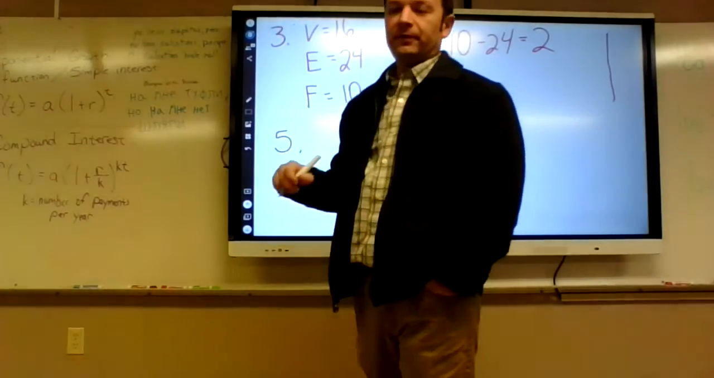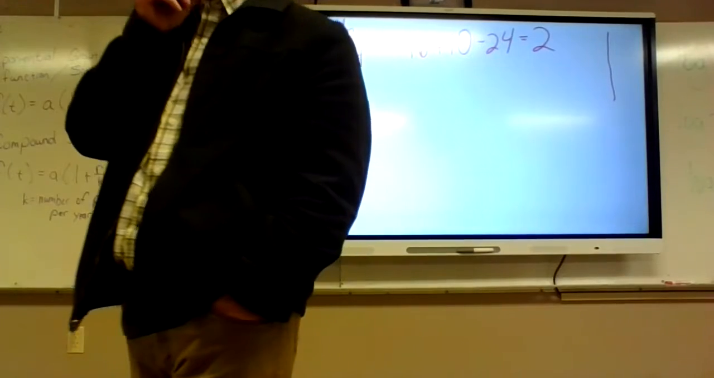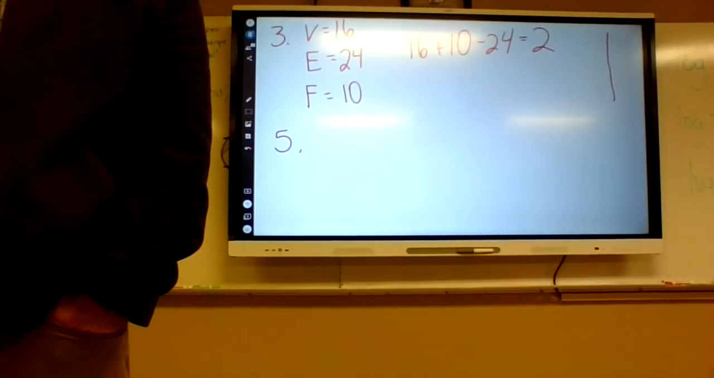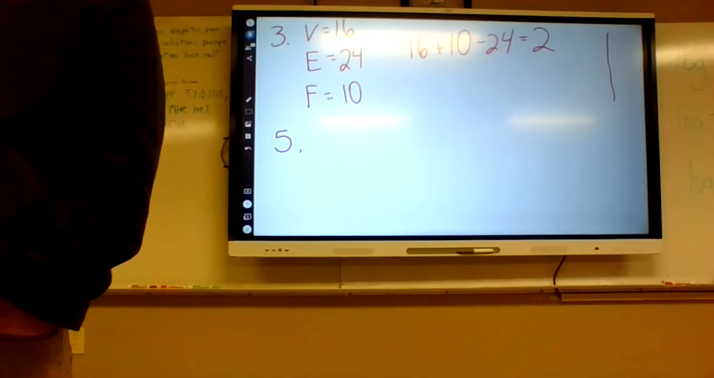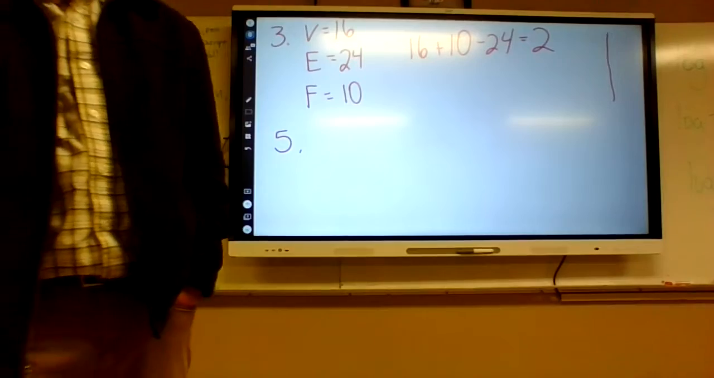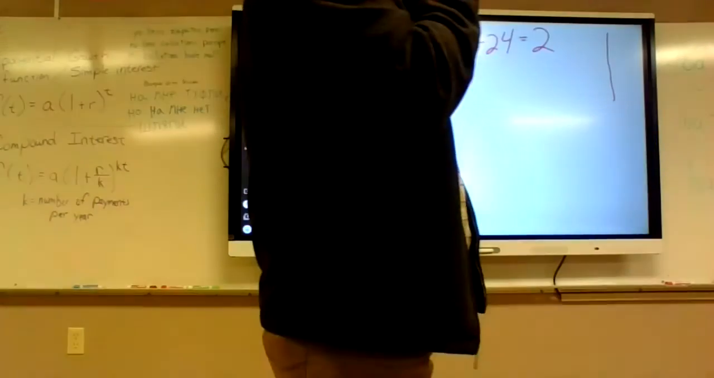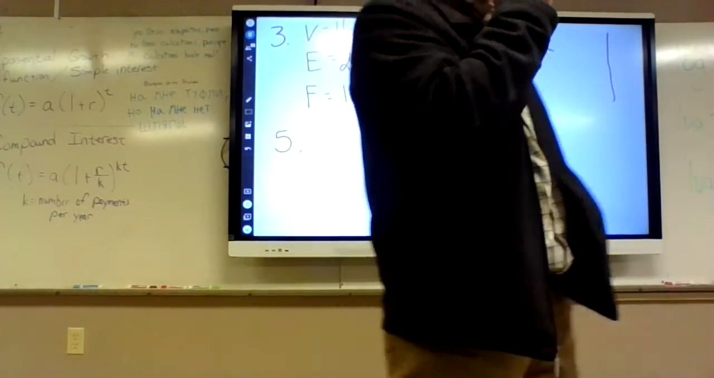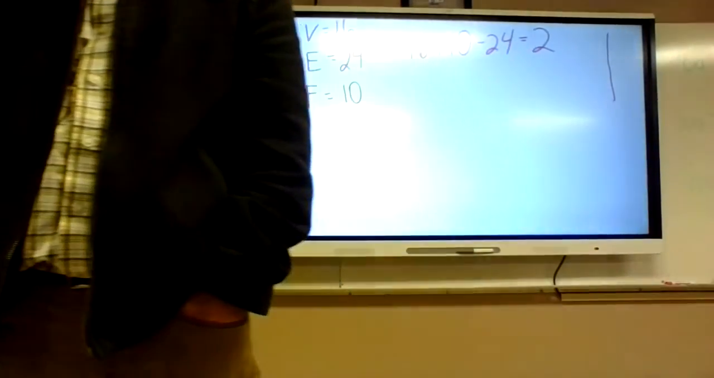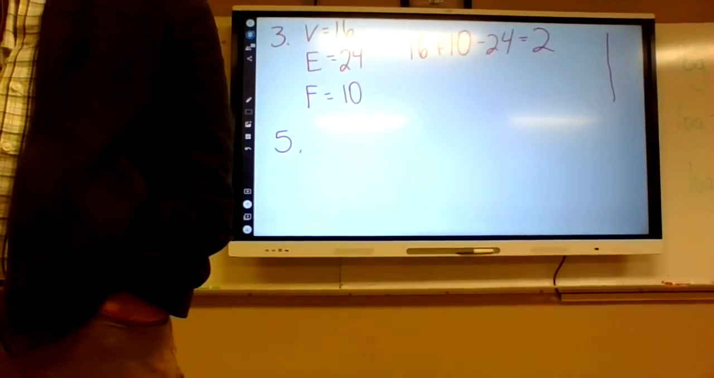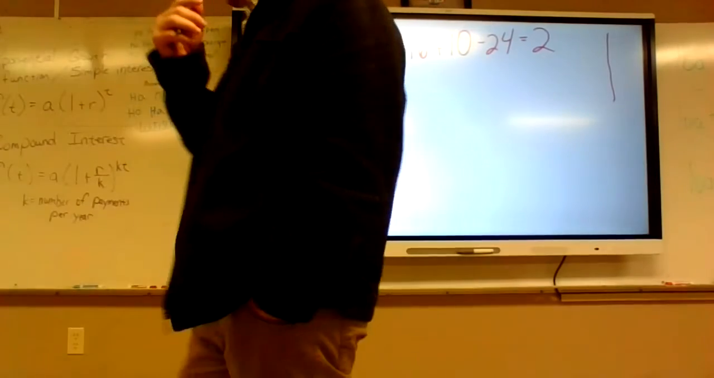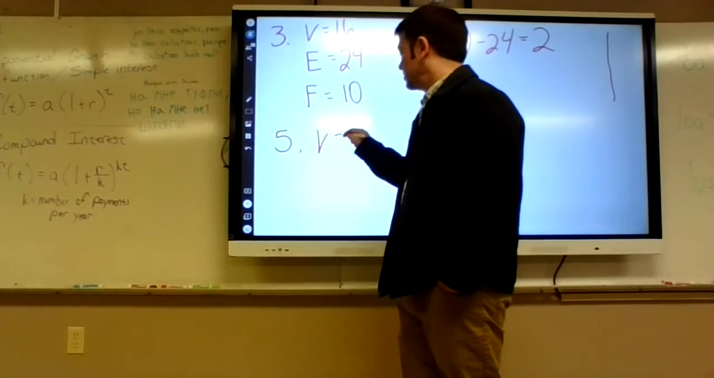Number 5. Okay, vertices, corner points. Have you guys counted the bottom yet? How many vertices are on the bottom? 9. Do you guys remember what a 9-sided polygon is called? Nonagon. Sounds kind of like 9. So there's 9 on the bottom. Are there any more? Nope. There's one on the top. So altogether we've got 10.